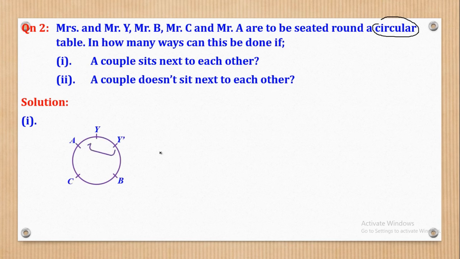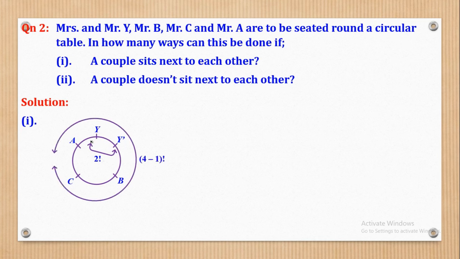So it means that when they are sitting next to each other, we have to group these two to come up with 2 factorial. And also the whole of it will now be 4 factorial. Why? Because we have grouped this one into 1. So this is 1, 2, 3, 4. Now, because it is circular, it will be 4 minus 1 factorial. Therefore, the number of ways will be 2 factorial times 4 minus 1 factorial to give you 12 ways. That is Roman 1.